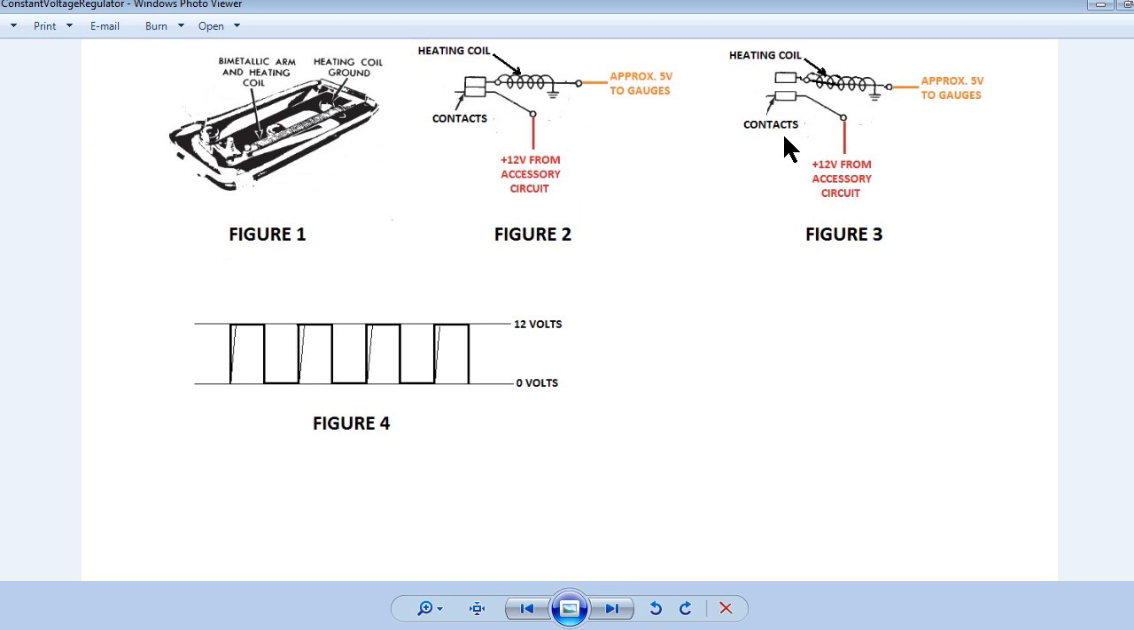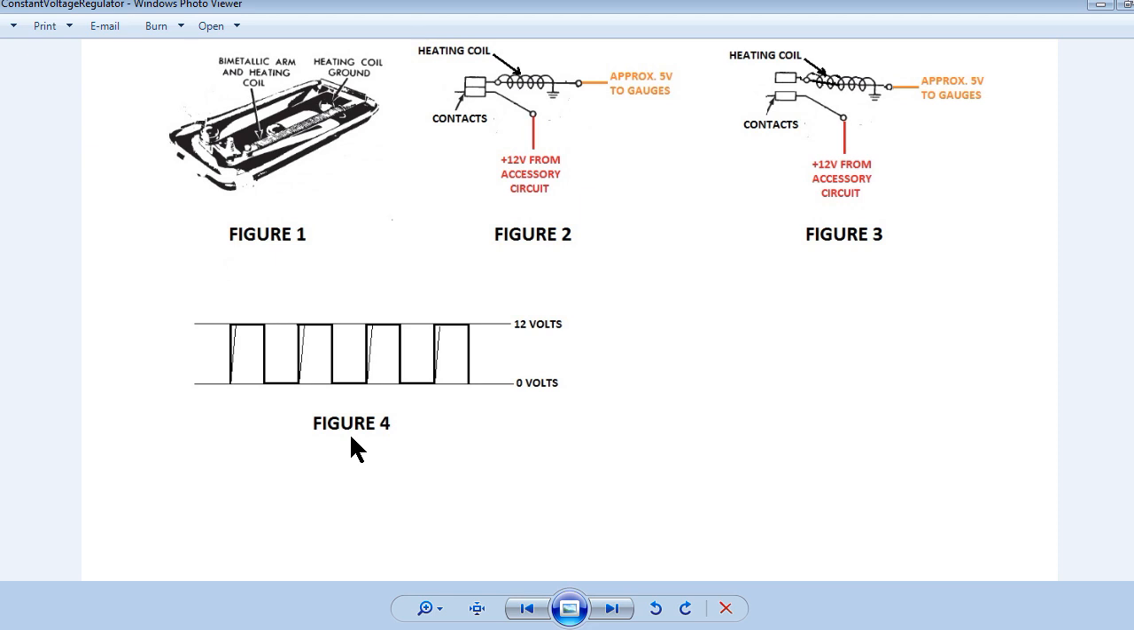Notice when the contacts open up, the heating coil will lose power as well as the output terminal. This will cause the bimetallic arm to cool down, relaxing the arm, which closes the contacts once more. The closing and opening of the contacts will provide a pulsing 12 volts as shown in Figure 4. The frequency is approximately a 50% duty cycle, providing an average of approximately 5 volts as far as the gauge's operation is concerned. But the output is actually a series of 12-volt pulses.